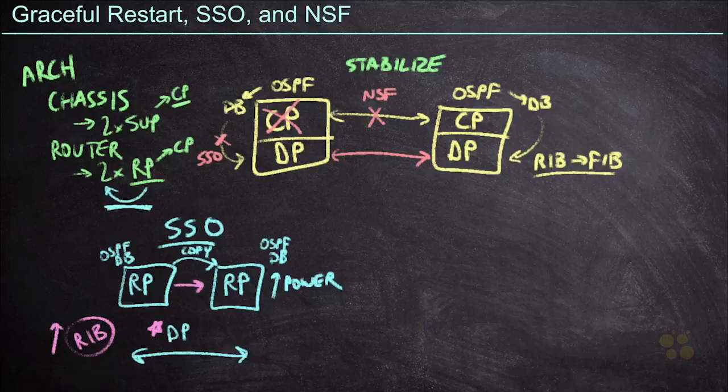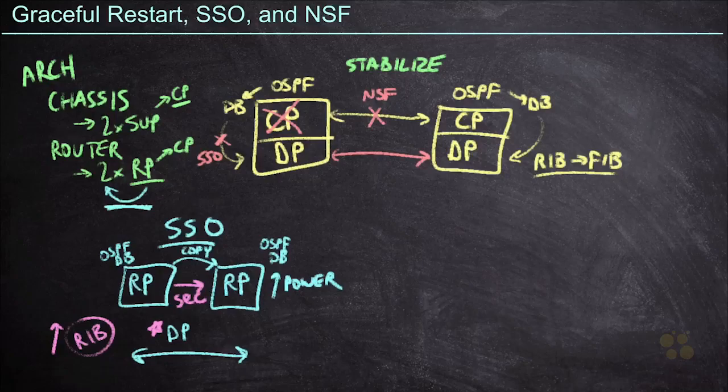But that's it. SSO is all about keeping that redundant route processor in an active state, ready to take over on a moment's notice. The goal here is to get this transition completed within seconds of the route processor going down. Now, the temptation might be to look at this and say, oh, okay, well, SSO is so great and we're up within seconds. Why do we even need nonstop forwarding?